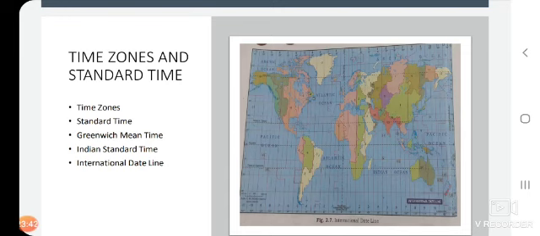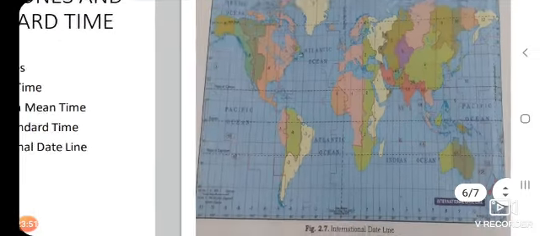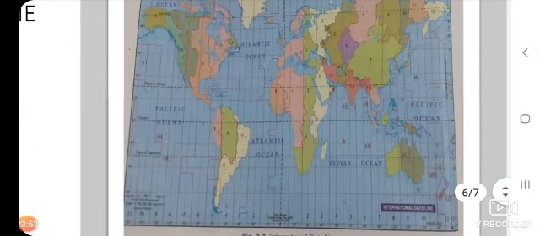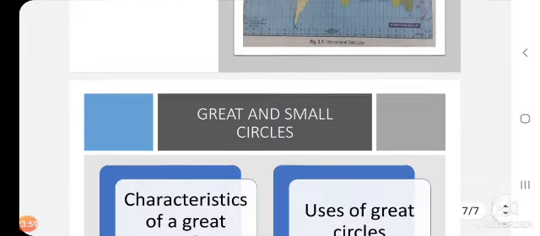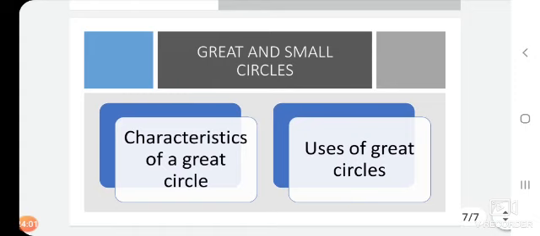This is all about the standard time, the Greenwich Mean Time, the Indian Standard Time and the 24 time zones. Children, how many time zones is the earth divided into? Completely, there are 24 time zones. See, children, the worked out examples we will do when you all meet in the school.